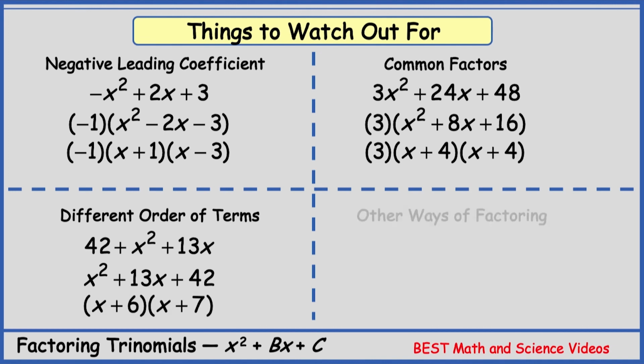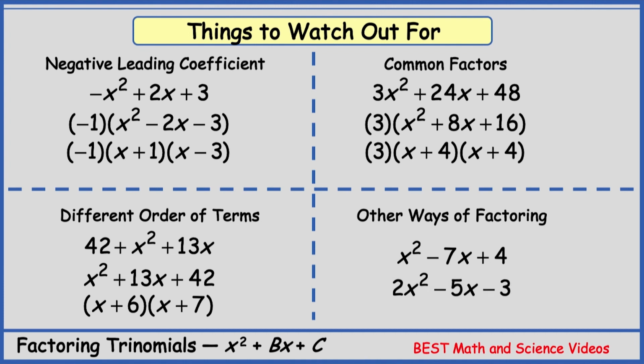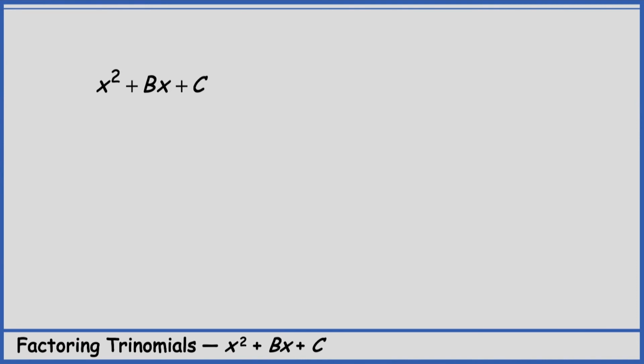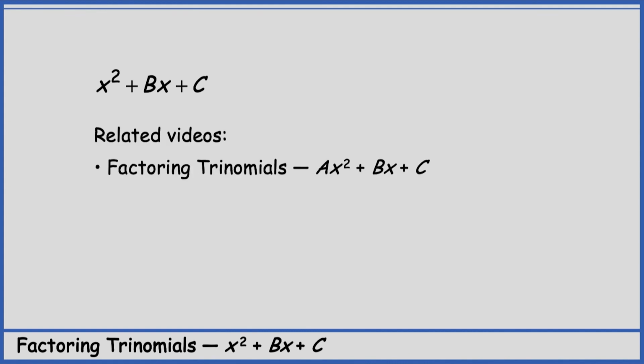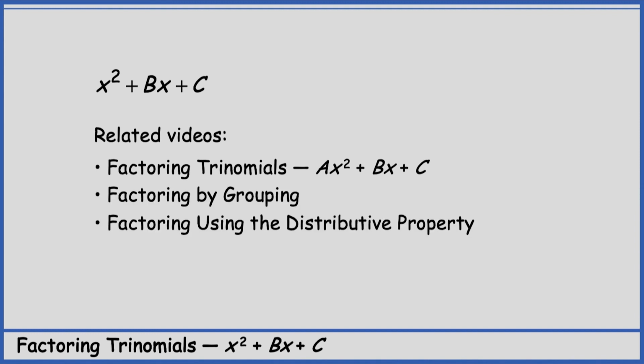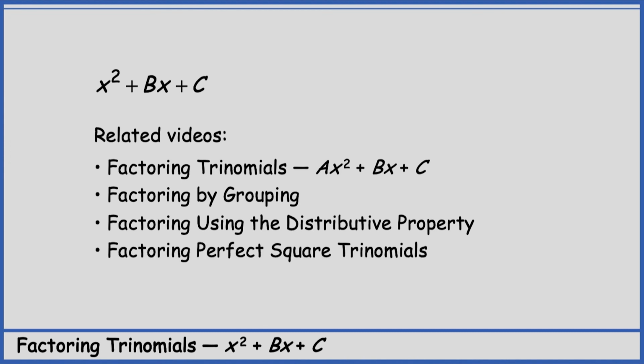Finally, you may need to use other ways of factoring. Some expressions may look like you can factor them, but you will find that using the methods in this video won't work. Check out our other videos to see how to solve these problems. In this video, you've seen how to factor a trinomial when the leading coefficient is 1. To learn more about factoring, watch these related videos. Factoring trinomials when the leading coefficient is not 1. Factoring by grouping, or using the distributive property, or perfect square trinomials.